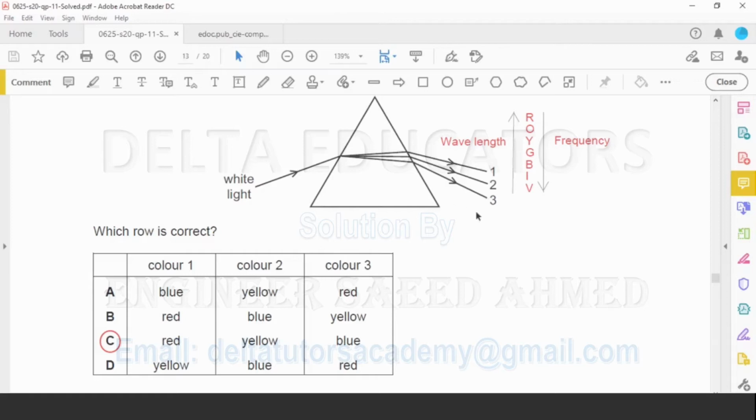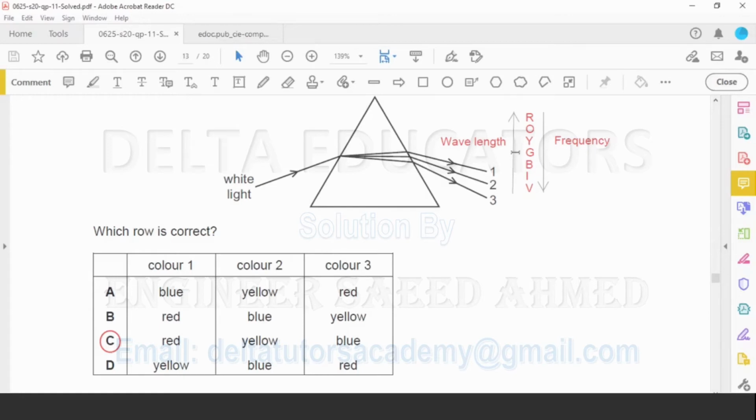least. Now, which one is number 2? Now when we are moving from red towards the violet, frequency is increasing. Now after red, the second color should be yellow. Here we are looking when we are moving from red towards the violet. After red there is orange, after orange there is yellow. So here number 2 should be yellow.